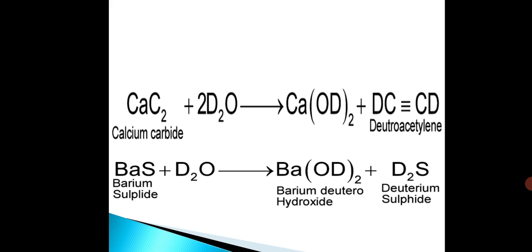I will show you some reactions. CaC2 plus 2D2O gives Ca(OD)2 plus DC triple bond CD, deuterioacetylene. BaS plus D2O will give you Ba(OD)2 plus D2S. Now you have written these reactions with hydrogen, like CaC2 plus H2O gives Ca(OH)2 plus HC triple bond CH. So here, instead of H, you are writing D. That you must remember. Wherever H is there in the case of heavy water, I am saying repeatedly, you will be using D. Then the reaction becomes very easy, very simple.